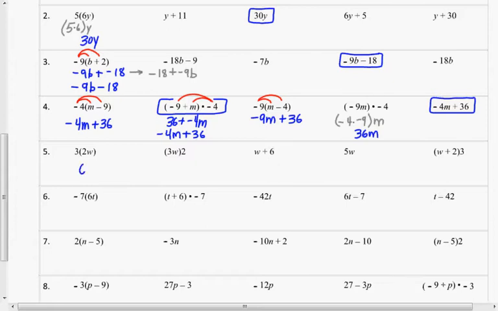Number 5, we get 6w. We get 6w here. Okay. 3 times 2w, or 3w times 2, those both equal 6w. But adding w plus 6 does not equal multiplying w by 6. So none of the rest of these are any good. Right, look at the last one. If you distribute that 3, this is 3w plus 6. So that one does not equal 6w.